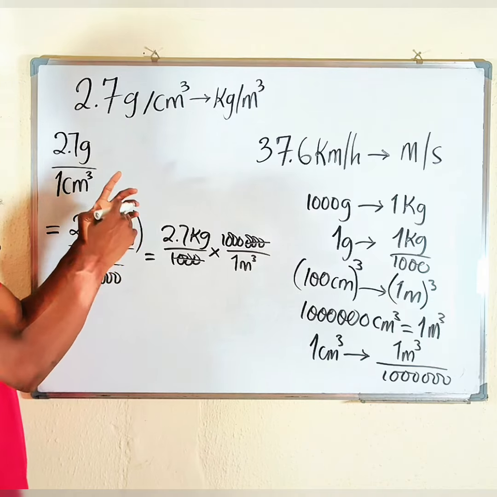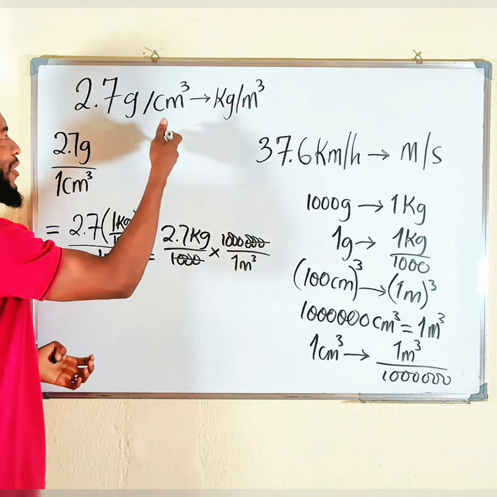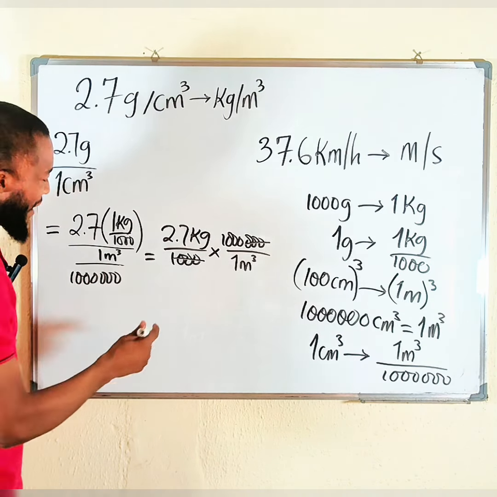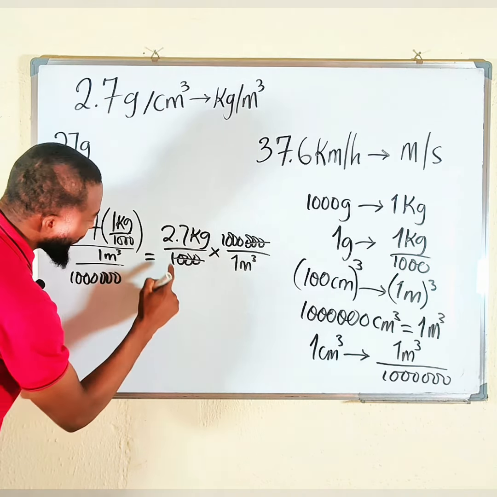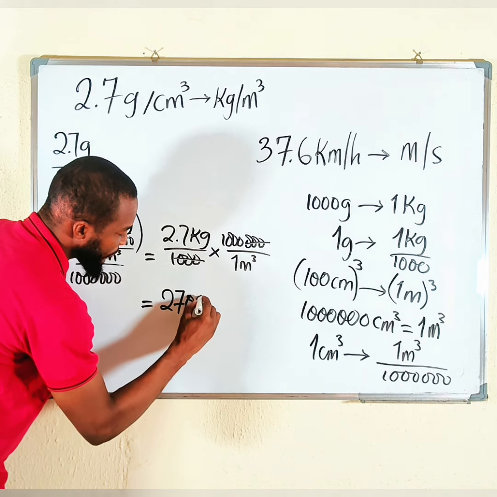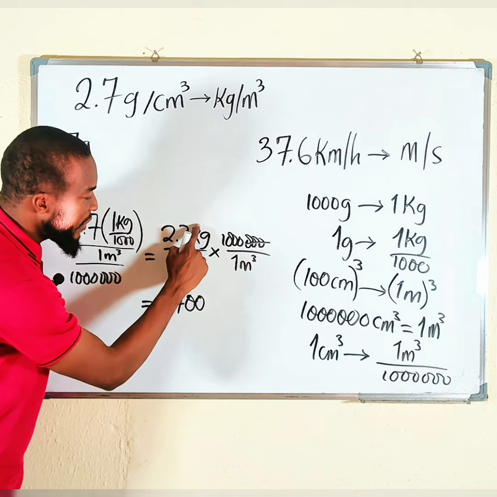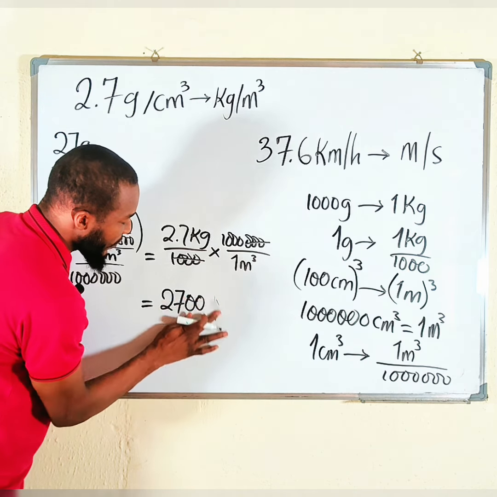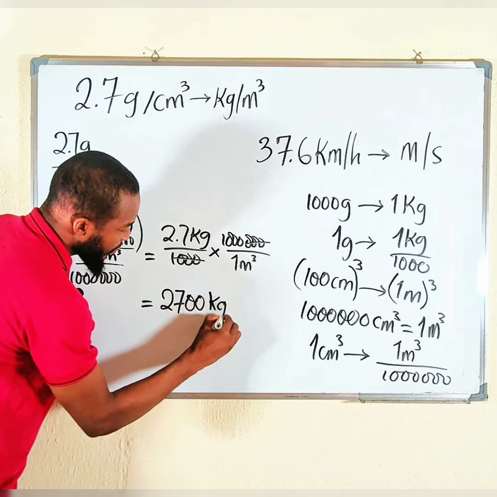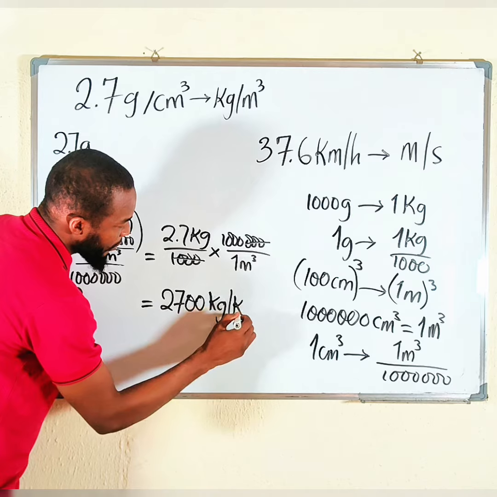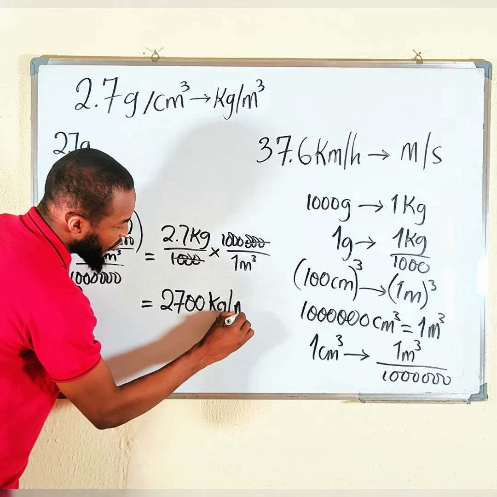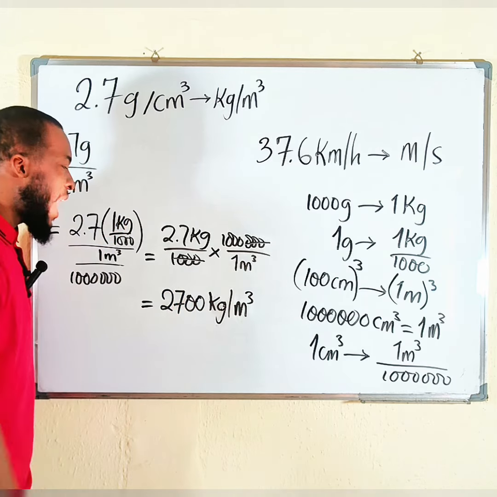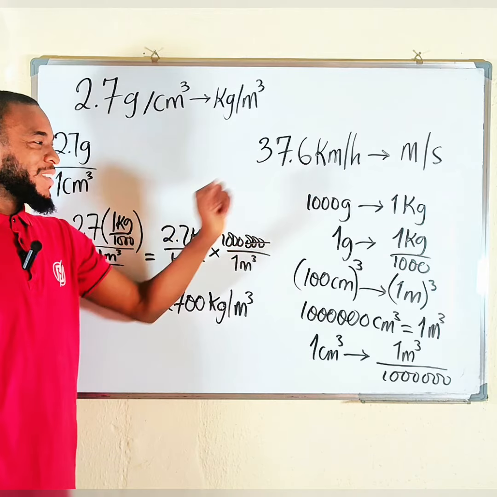This is why I said those that are familiar with the conversion can go ahead and multiply by 1000. So if you multiply 2.7 by 1000, it is going to be 2700. So we have 2700. Unit: kilogram per cubic meter. And we are done. Let's go to the next one.